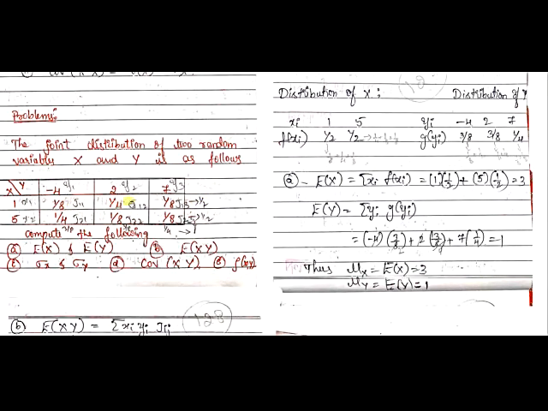Just sum all these things. When you sum the complete first row, 1 by 8 and 1 by 4 and 1 by 8 will give you 1 by 2. Similarly, the second row, 1 by 4 plus 1 by 8 plus 1 by 8 will give you 1 by 2. And when you sum these things, these are the marginal distributions of x. 1 by 2 plus 1 by 2 will give you 1.